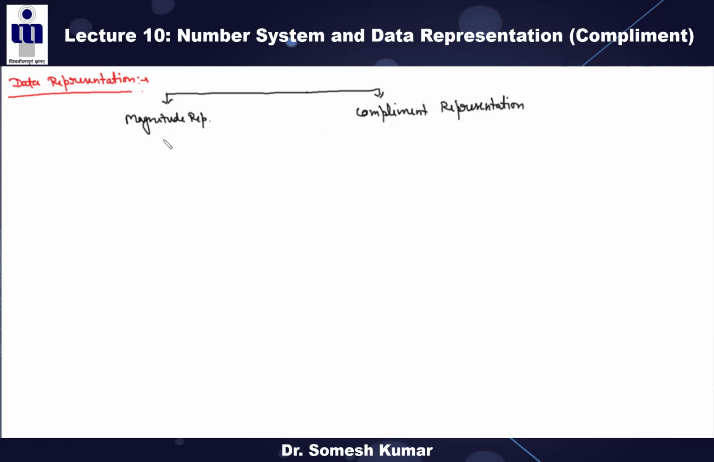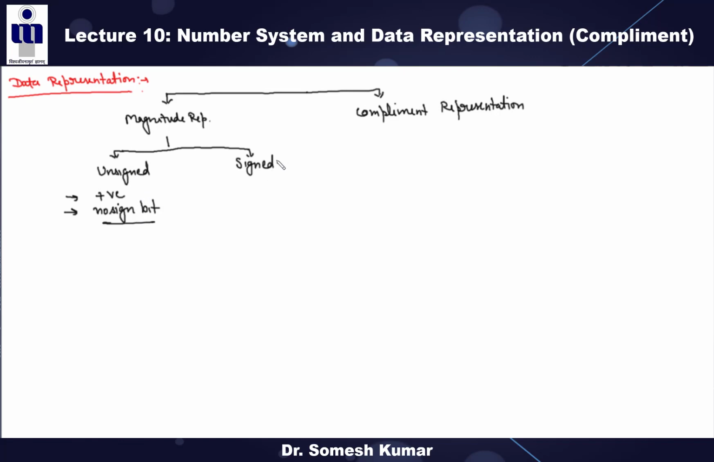In the magnitude representation, data is represented in two forms. One is unsigned number. Till now we discussed all these unsigned numbers. Second one is signed number. Unsigned means only the positive. By this unsigned representation, only positive numbers can be represented. In the unsigned representation there is no sign bit, and we can represent only positive numbers.